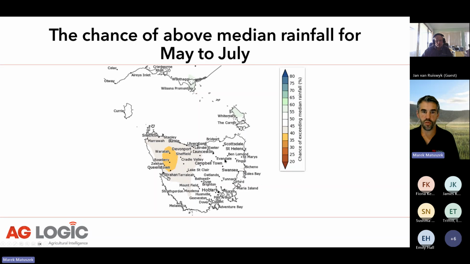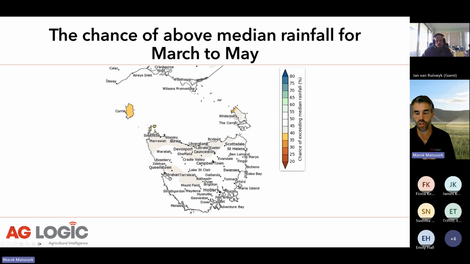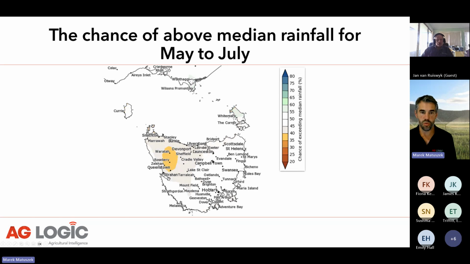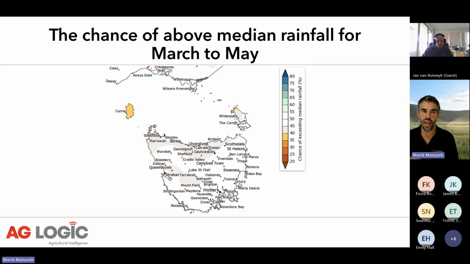But if we look at rainfall in the next 3 months, from May to July, we're looking pretty much at a 50% median chance of rainfall. So pretty much what our average rainfall is. And in terms of the next March to May, we're probably looking similar, and probably a little bit lower in the Bass Strait Islands.